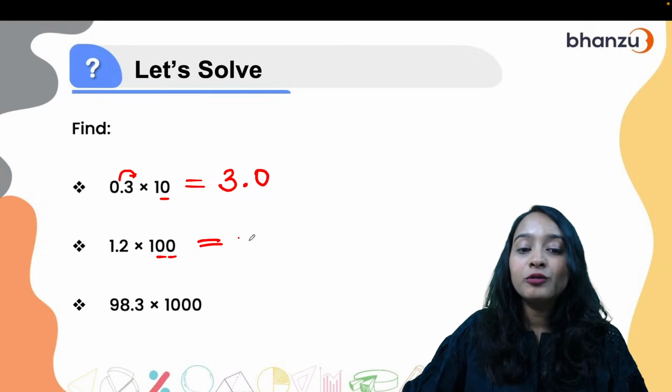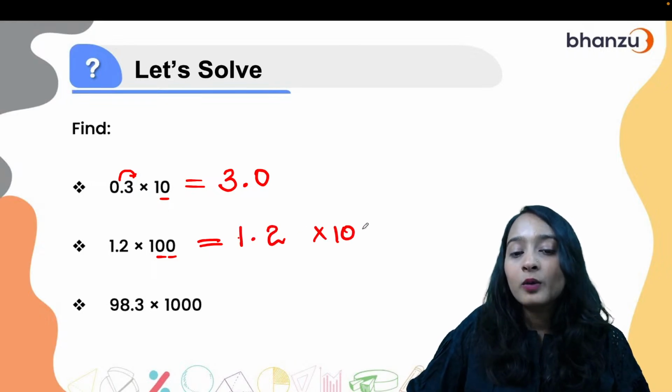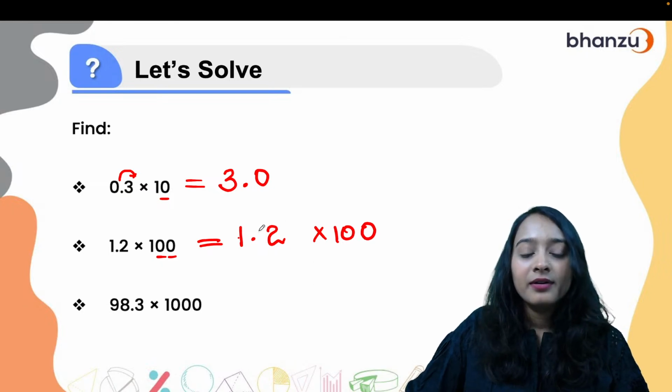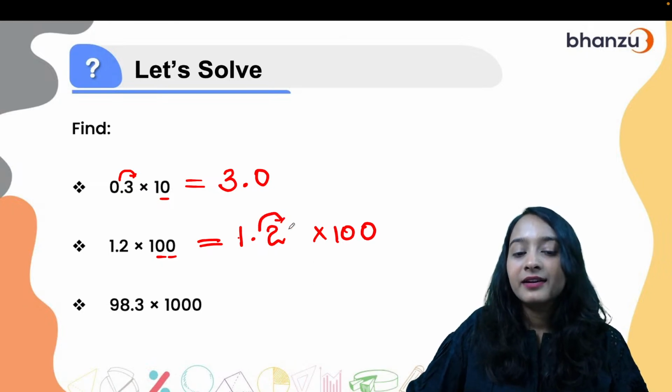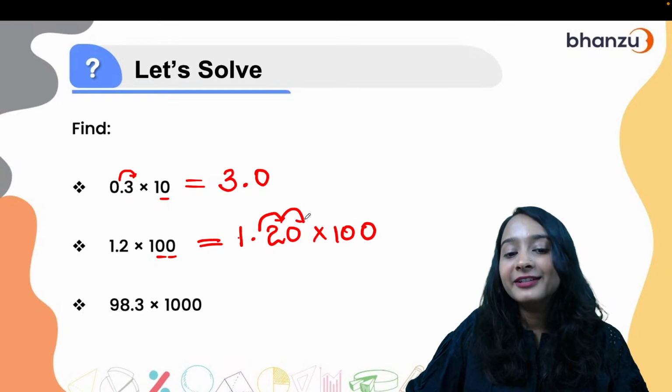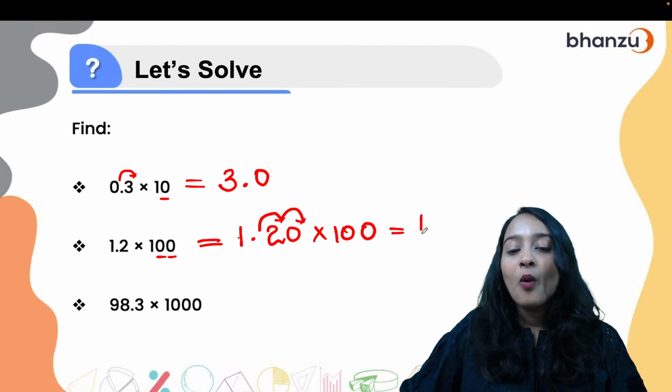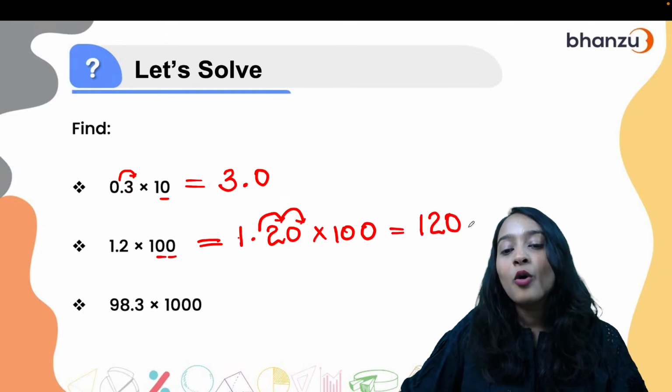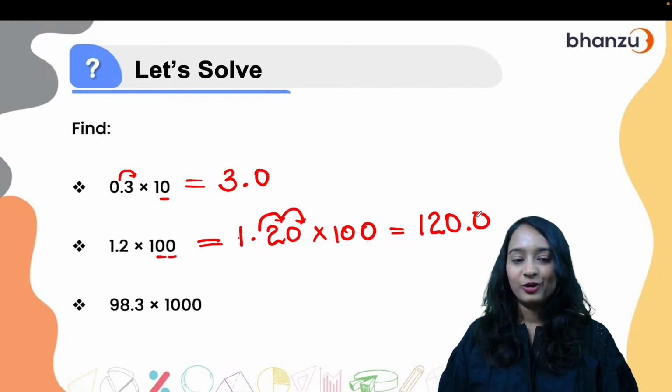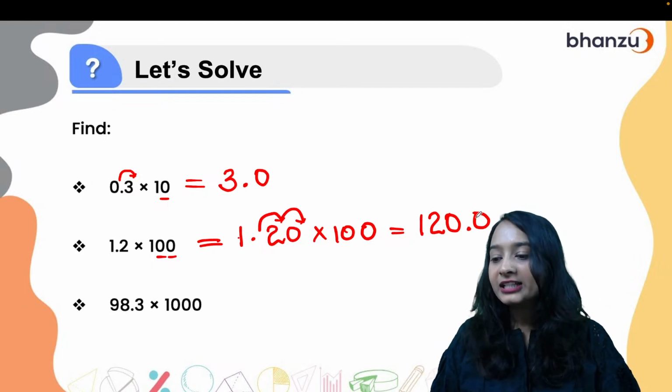Now here you have 100. So you'll have to move two digits. So 1.2 multiplied with 100. So we have one digit. We will move another digit. So it's going to be 120.0.